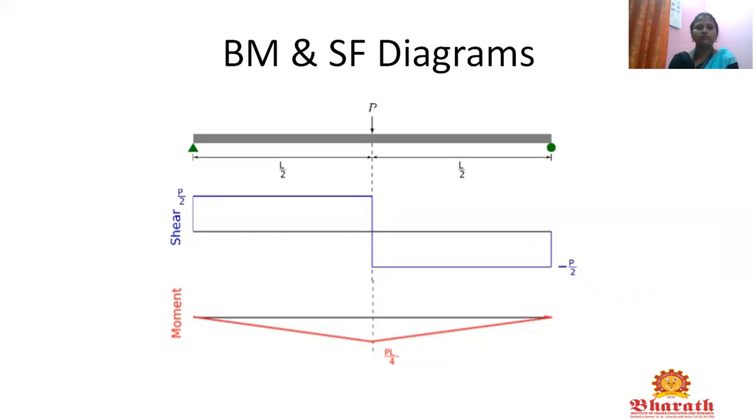So in this picture, a positive shear force of P by 2 is drawn on the left hand side, and a negative shear force of P by 2 is drawn towards the right hand side. So this is the shear force diagram with a point load P. Next the bending moment is drawn. Here the maximum bending moment is PL by 4, acting at the midspan of the member. This bending moment is shown in this diagram as a triangle with peak PL by 4.